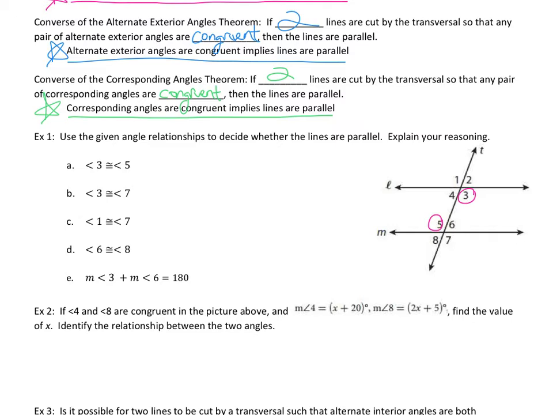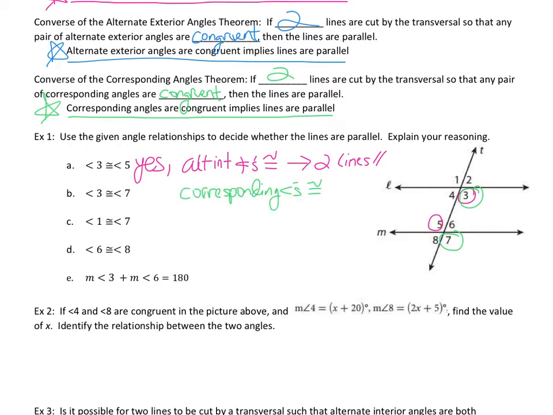So 3 and 5 are really alternate interior angles. And we know that congruent alternate interior angles imply that the two lines are parallel. This is enough information to say that our lines are going to be parallel. Next is angle 3 and angle 7, and those are corresponding angles. And when corresponding angles are congruent, that implies that we have two lines that are parallel as well. So yes, this is enough information to say that our two lines are parallel.